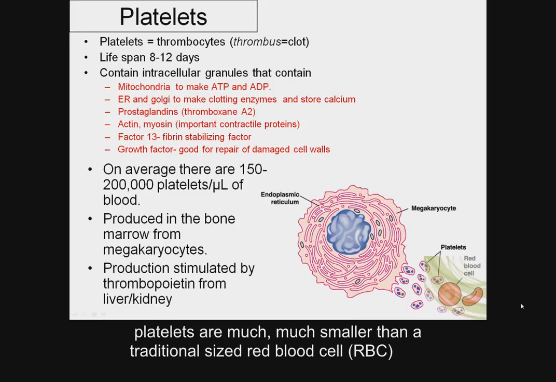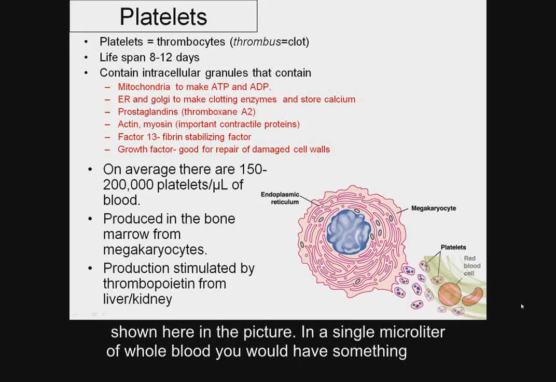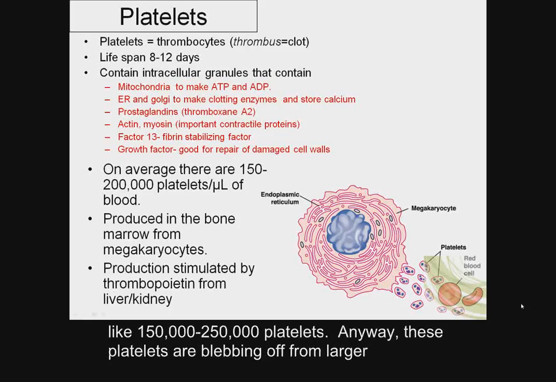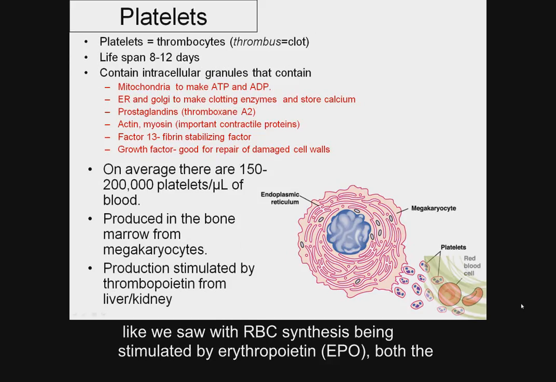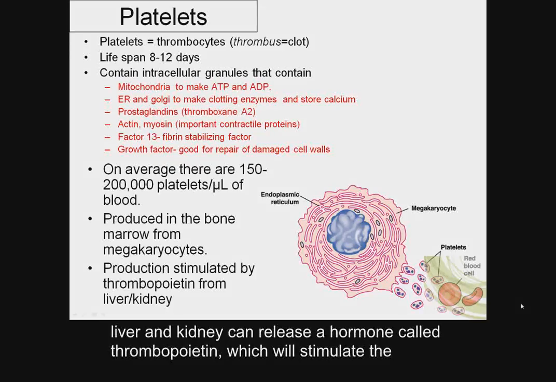In a single microliter of whole blood, you would have something like 150,000 to 250,000 platelets. Anyway, these platelets are blebbing off from larger precursor cells called megakaryocytes that are found in the bone marrow. And just like we saw with red blood cell synthesis being stimulated by erythropoietin, both the liver and kidney can release a hormone called thrombopoietin, which will stimulate the megakaryocytes to increase their production of platelets.